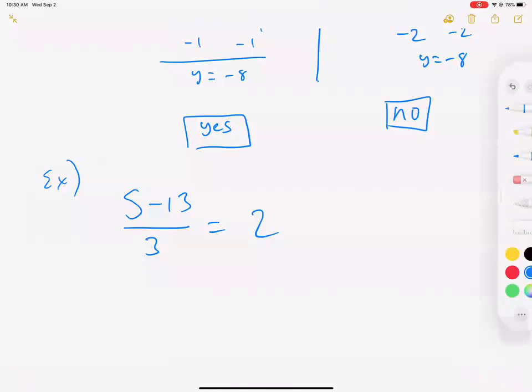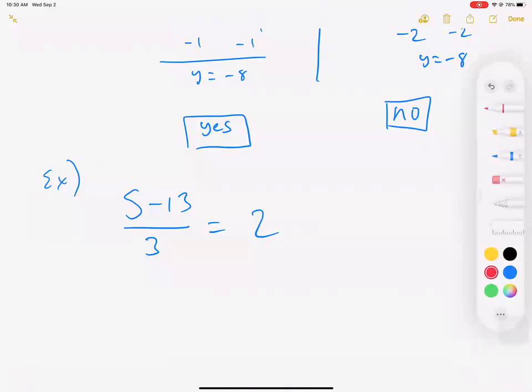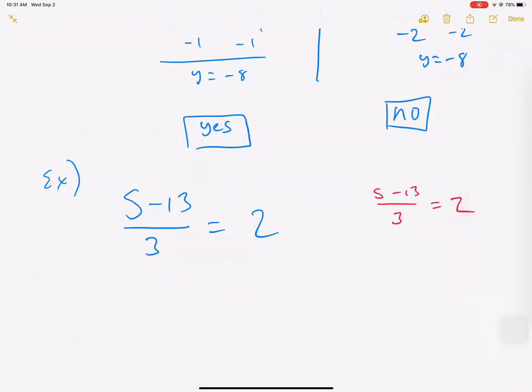Now, I'm going to draw this in kind of a matrix way. Did you ever see The Matrix? S minus 13 over 3 is equal to 2. I want to ask you this question instead. If I am S, this is me, do I talk to the 13 first or the 3 first?